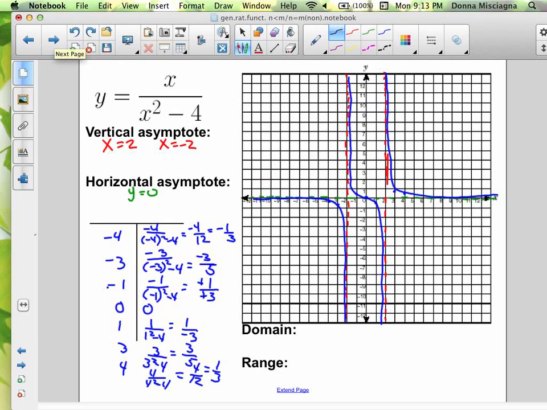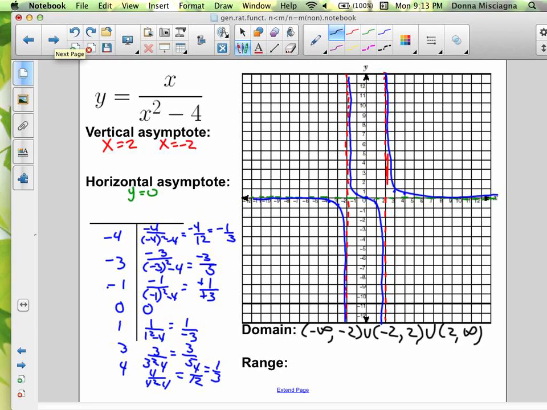The domain is everything but the vertical asymptote. So negative infinity to negative 2. So we're skipping over negative 2. We have to skip over 2. So now we're going to have 3 parts. So negative infinity to negative 2. And then negative 2 to 2. And then 2 to infinity. Literally everything but the vertical asymptotes.